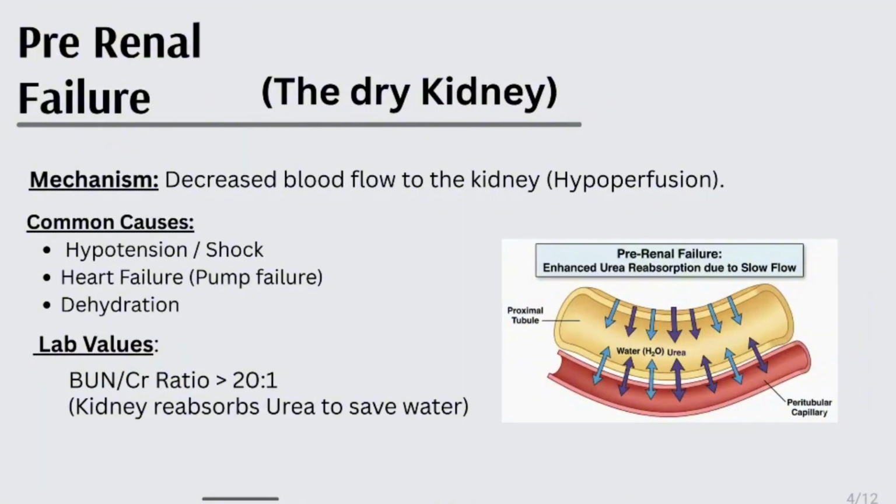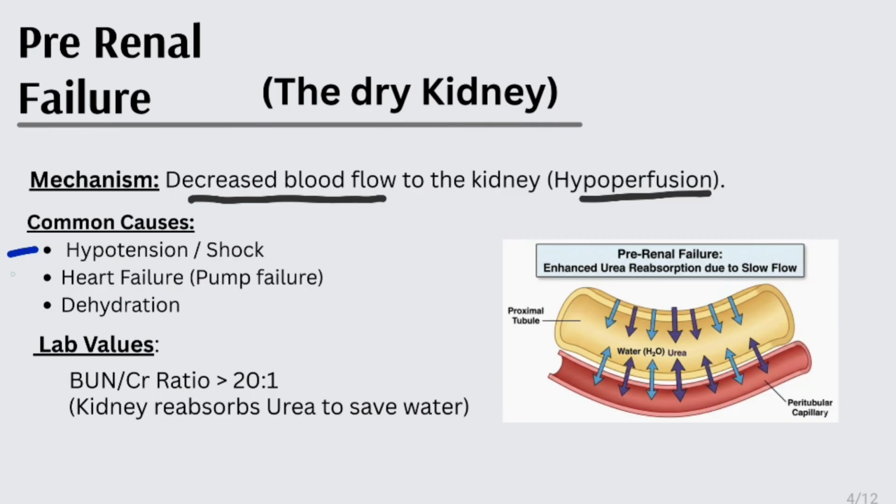So first, let's look at prerenal acute kidney injury. In prerenal AKI, the kidney itself is structurally normal. The problem is decreased blood flow to the kidney, also called hypoperfusion. Common causes include dehydration, hypotension or shock, and heart failure.